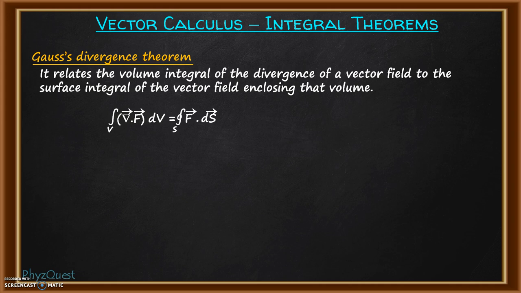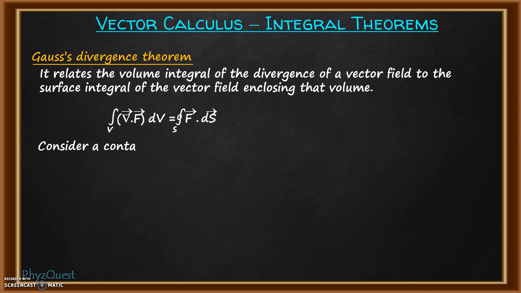Here, this enclosure symbol on the integral indicates a closed surface. This means that V is the volume of a three-dimensional region which is enclosed by a two-dimensional closed surface S. Now this is the mathematical expression. Let's try to understand it practically. To understand that, let's consider an example.